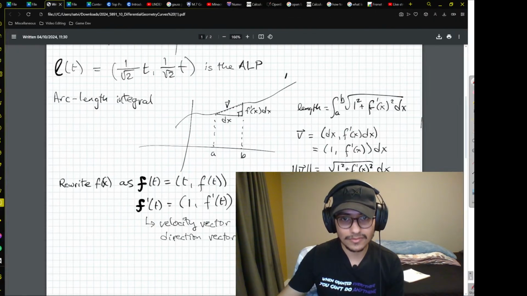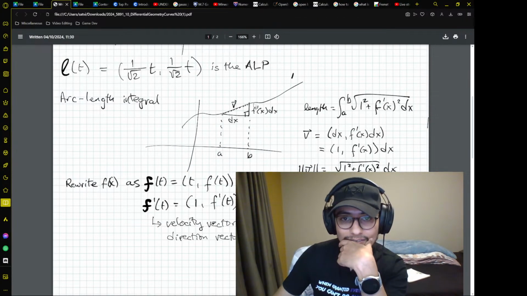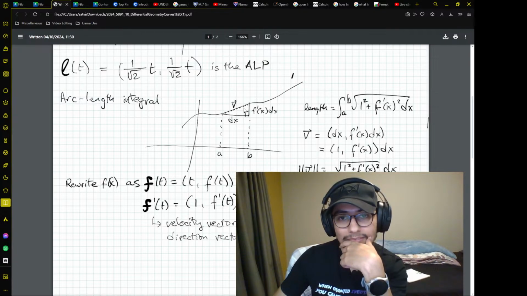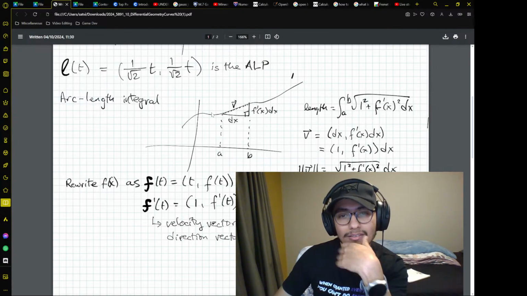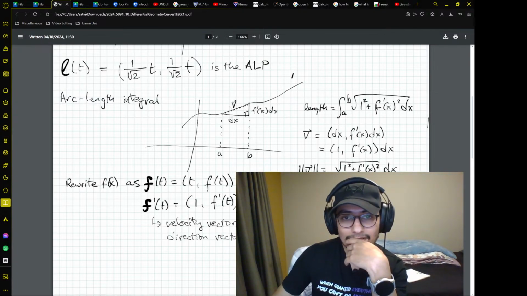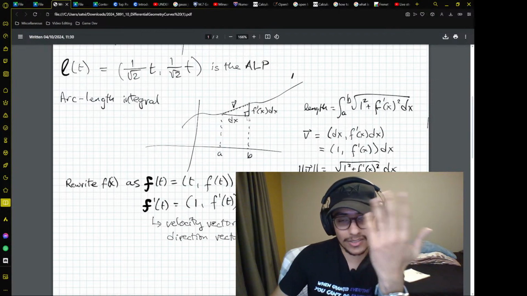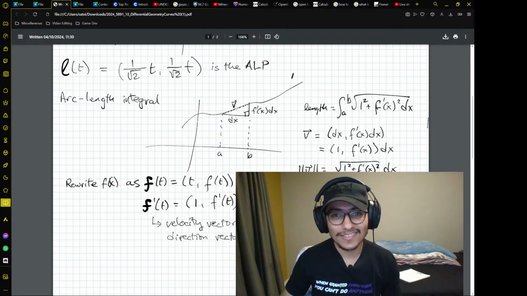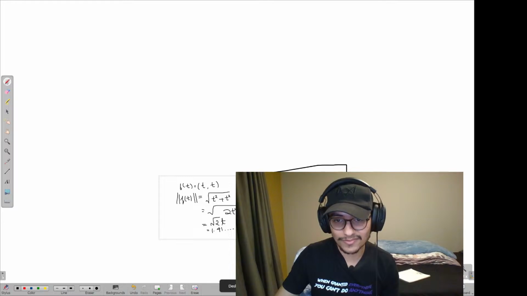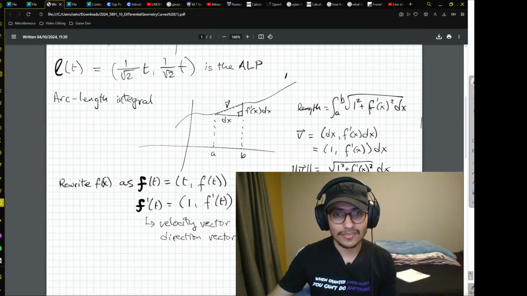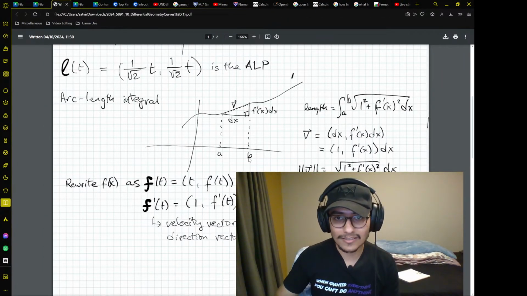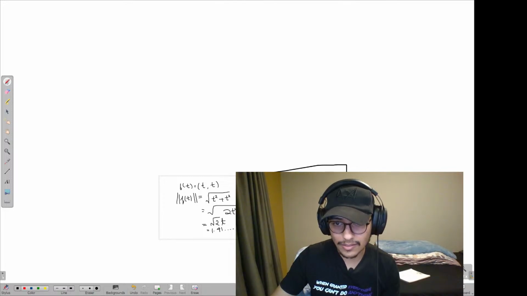So if you notice, this is a small triangle right underneath that curve, and it's the property of the triangle. You can simply get the hypotenuse, and the hypotenuse equals root over del x plus del y square. We are going to write it as dx and dy square.